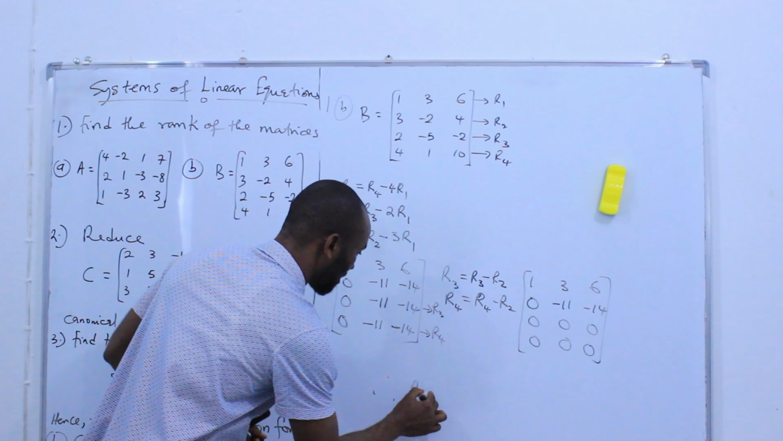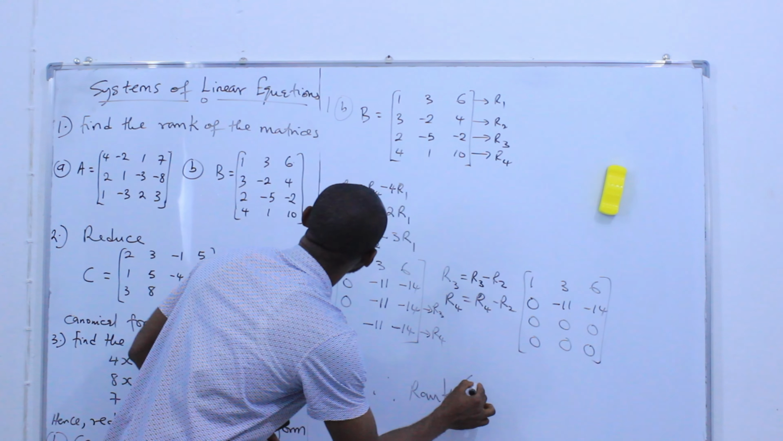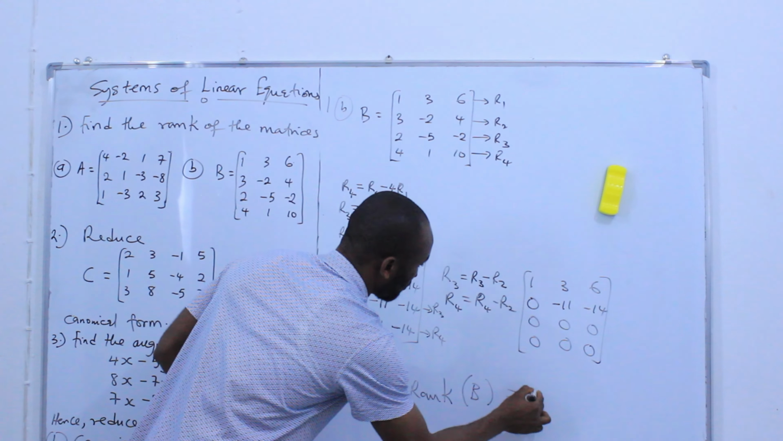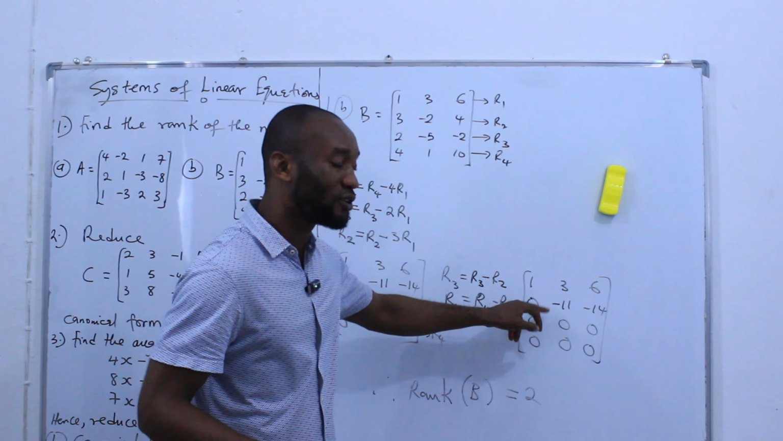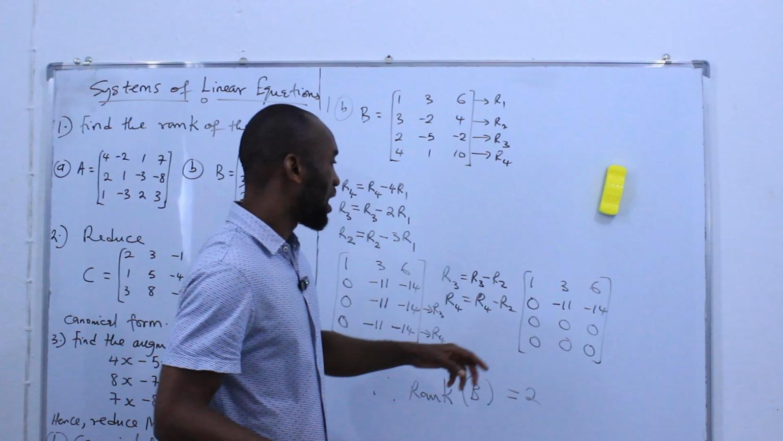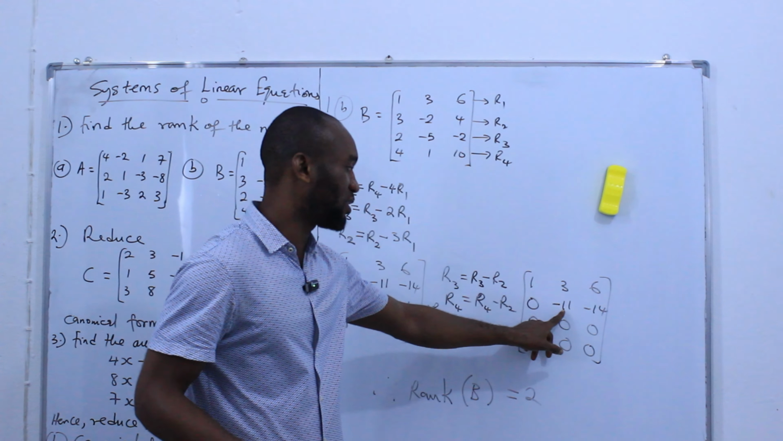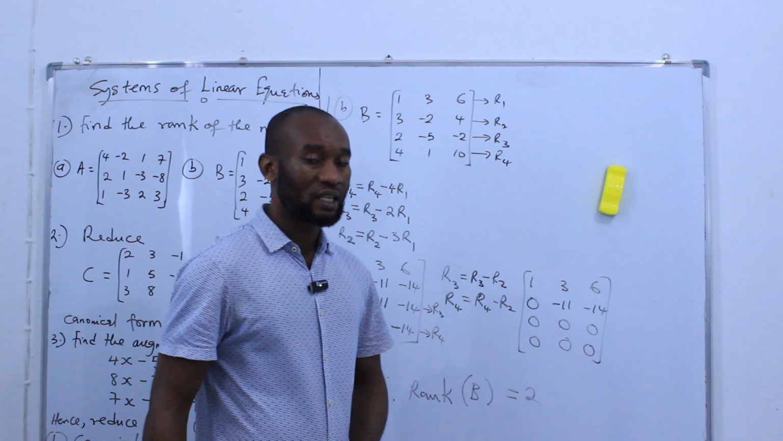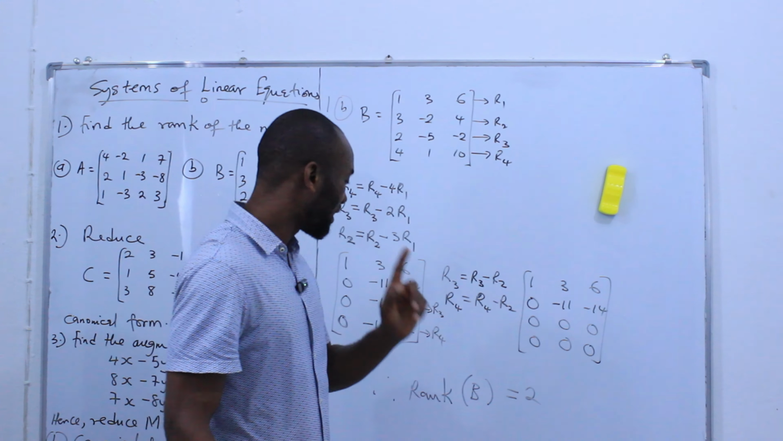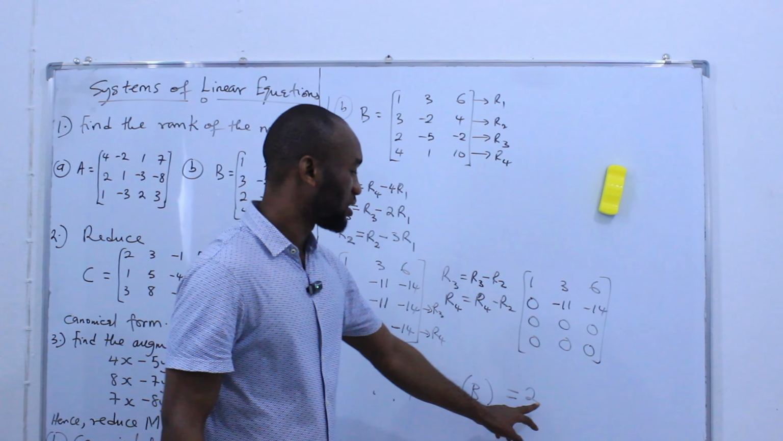The rank of P is equal to 2. Why? Because we have only 2 rows that are not zero rows, and we have 2 pivots: 1 and minus 11. Therefore, the rank of P is equal to 2.